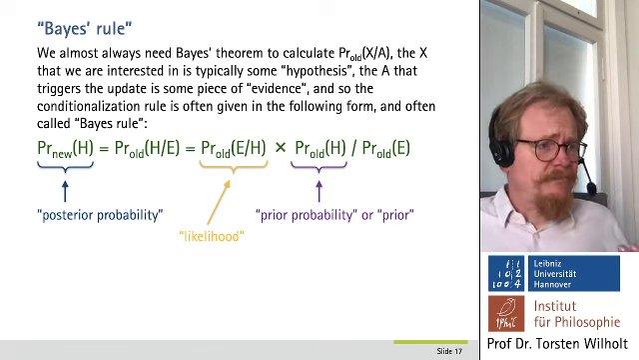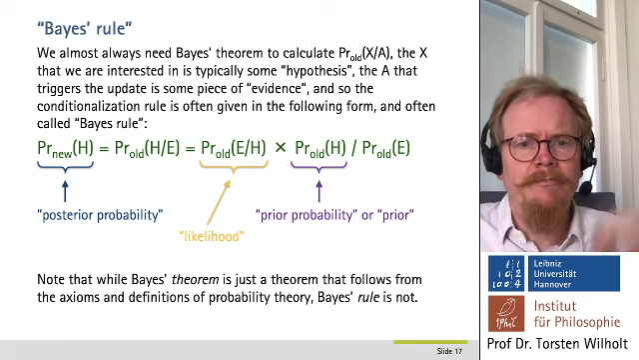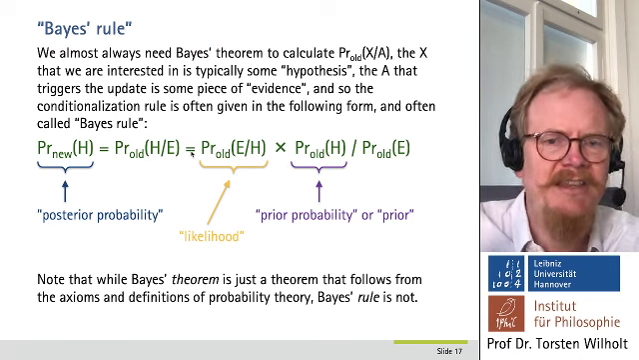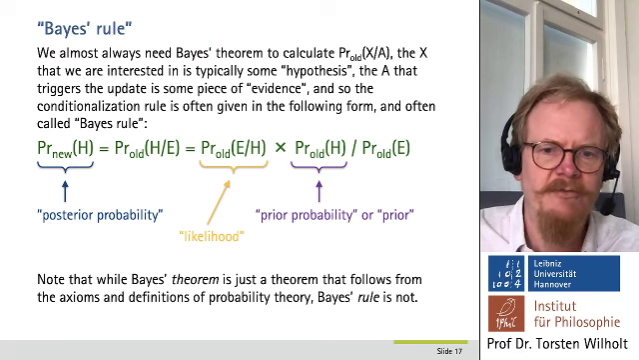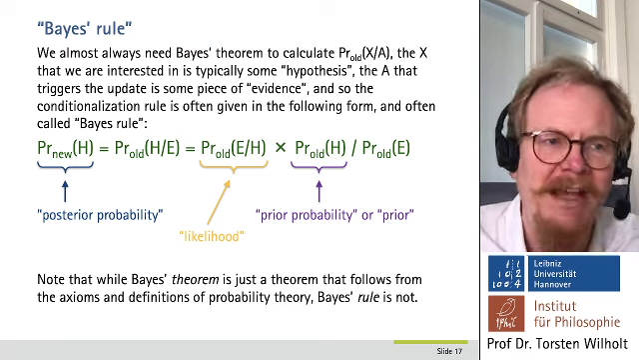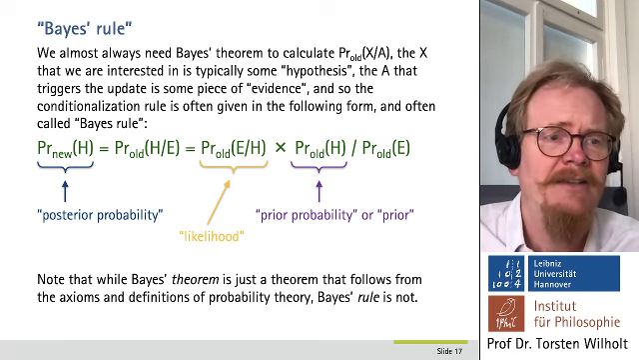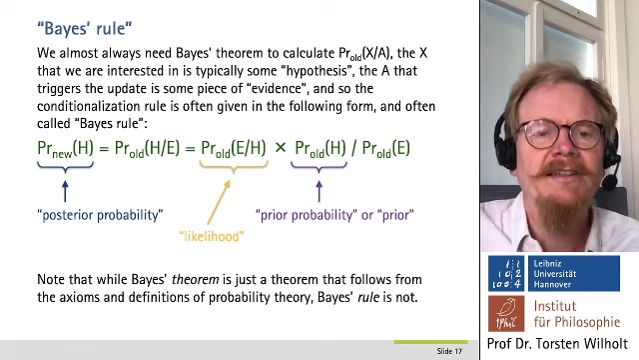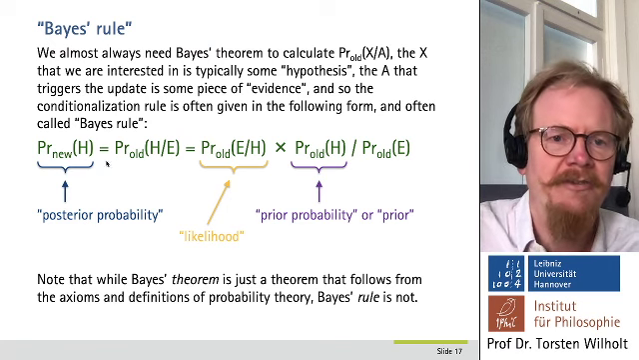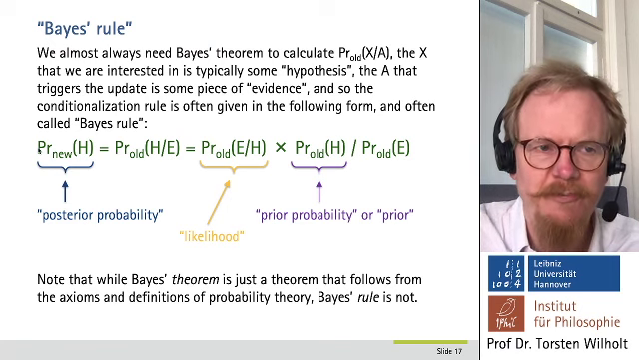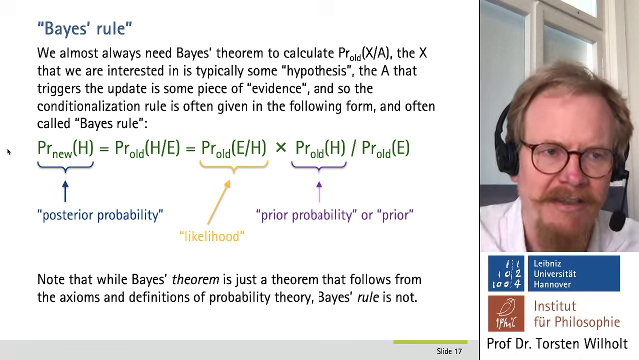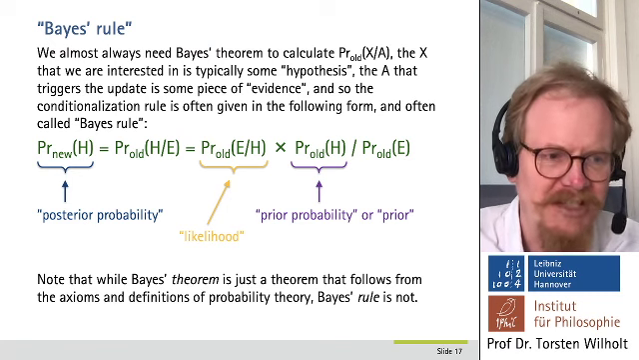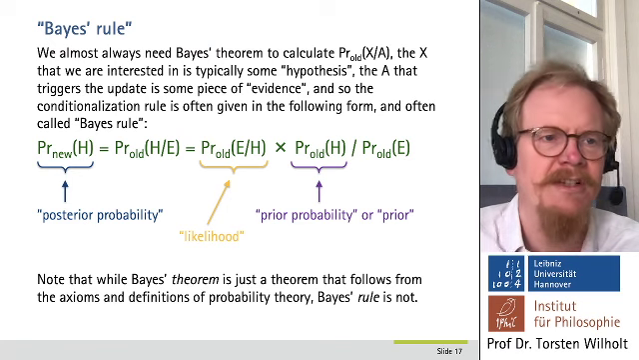So note that Bayes' theorem, this part of the equation, is just a theorem that follows from the axioms and definitions of probability theory, and you have to accept Bayes' theorem whether you are Bayesian or not, and whether you hold a subjective or objective or frequency interpretation or whatever. Bayes' theorem holds, but this whole thing, that this is the way you update your degrees of belief, is not a theorem of probability theory. That is a main tenet of the school of Bayesianism. So Bayes' rule is not the same as Bayes' theorem.